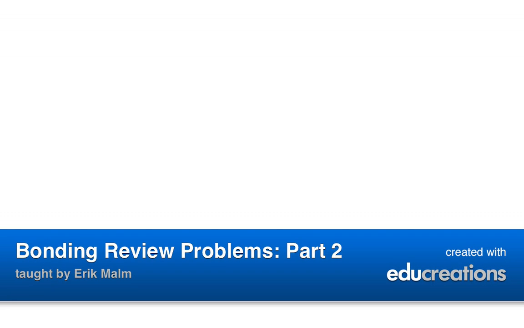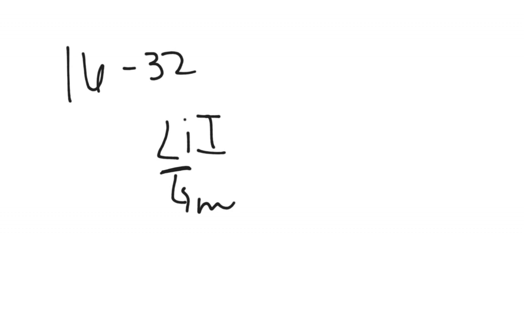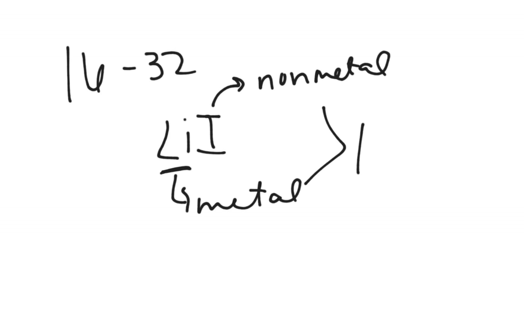Alright, so we have number 16. Well, this one's going to be 16 through, I'm going to expand it a little bit, through 32, because 30, 31, and 32 all kind of go together, so we'll expand it a little bit here. But 16 says lithium iodide. Well, lithium is a metal, and again, check this to make sure that you know how to tell the difference. Iodine is a nonmetal. And so since I have both, this is an ionic compound.